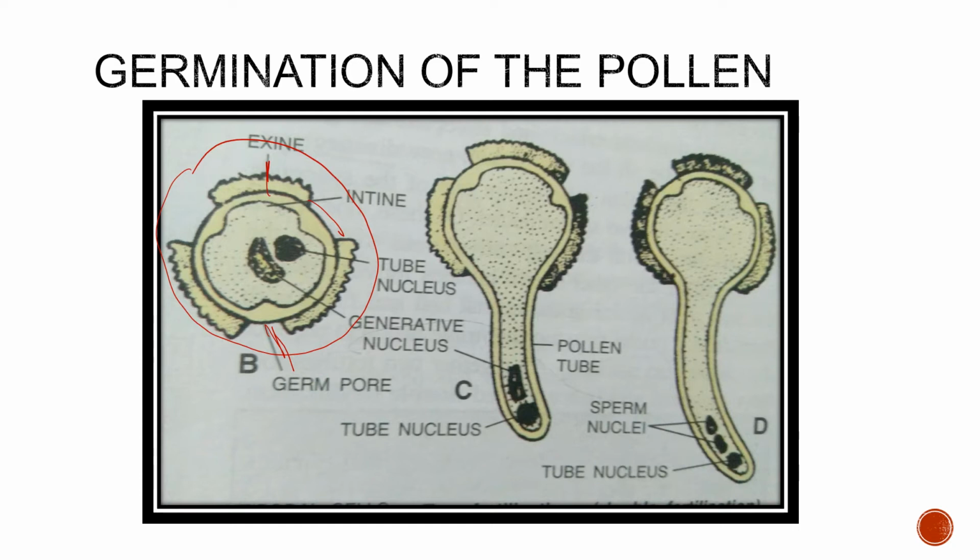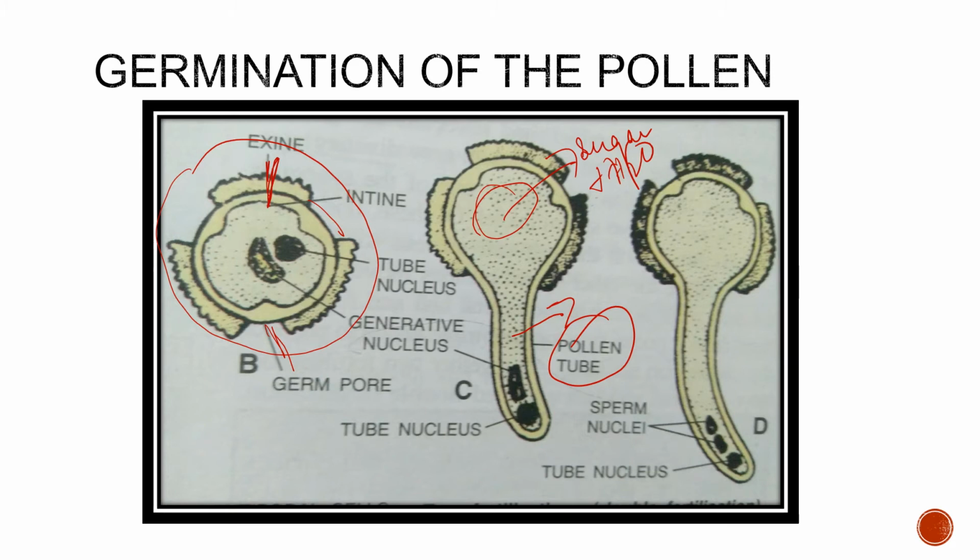Now what is happening in this? Under suitable conditions, the cytoplasm of the pollen grain absorbs sugar and water. After absorption of sugar and water, what is happening? It bulges out to produce a tube, which is called the pollen tube. It bulges out to form a pollen tube by breaking down the exine.